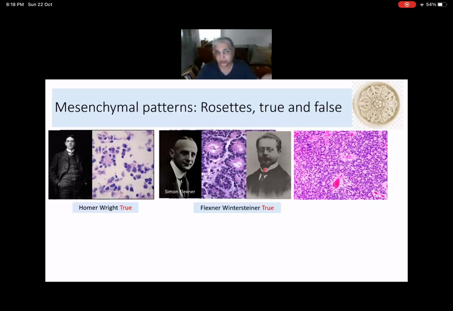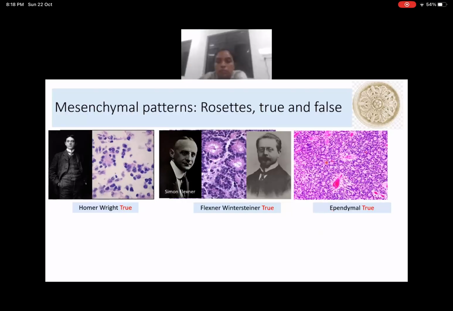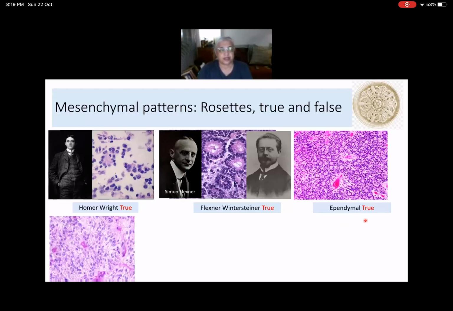By the way, Wintersteiner was an ophthalmologist. Simon Flexner was a pathologist, and this ophthalmologist, Wintersteiner, likened this, and he agreed with Flexner. He says, those look like the rods and cones. No, I don't think it looks like rods and cones, but whatever. Now here are ependymal rosettes. They are small rosettes, look a lot like the Homer Wright rosettes, but they do not have those cytoplasmic processes in the center, also called true rosettes.